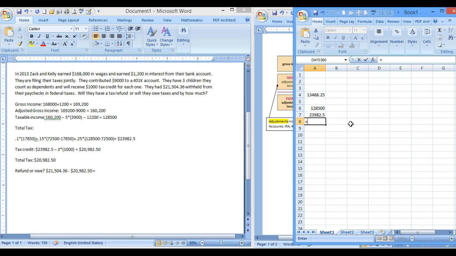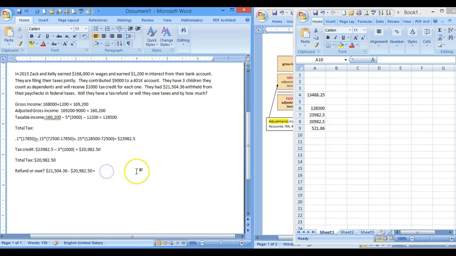and I'm going to come back over into Excel. I'm going to just go ahead and subtract. I'm going to cell reference here, subtract my 3,000, just to give me my answer here of the 20,000. And now I'm going to type in my equals 21,504.36 minus, and I'm going to cell reference this so I don't have any other typos. I've had plenty already today. Press enter, and that tells me how much money they get as a refund because they overpaid.